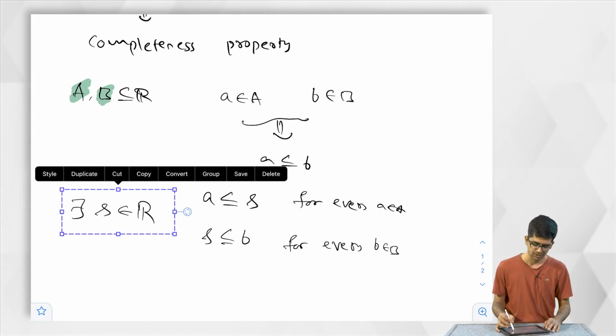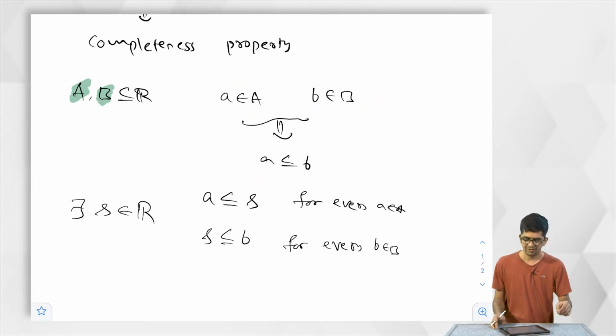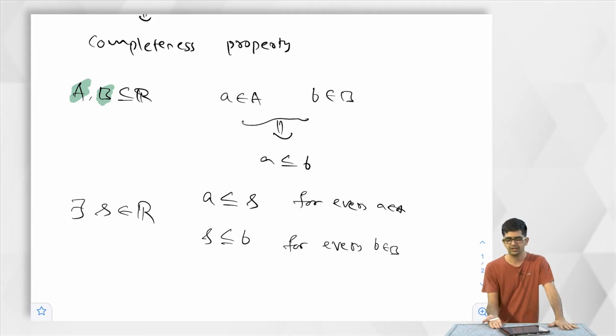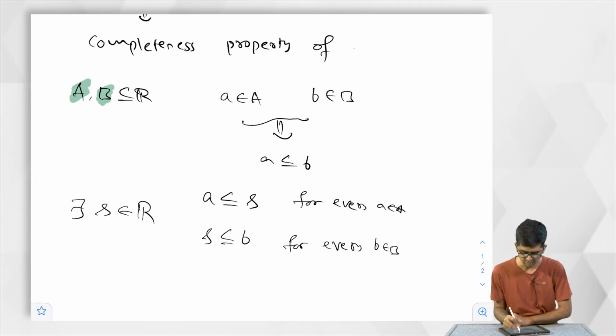Maybe I will say one more time. What does this property say? If there are two subsets of R, A and B, with the condition that for any element in A and any element in B, they are related in this way, that is, every element of A is less than or equal to every element of B, then there is an element s in R such that s is greater than or equal to a for every element a of A, and it is less than or equal to b for every element b of B. So, this is the completeness property of the order.